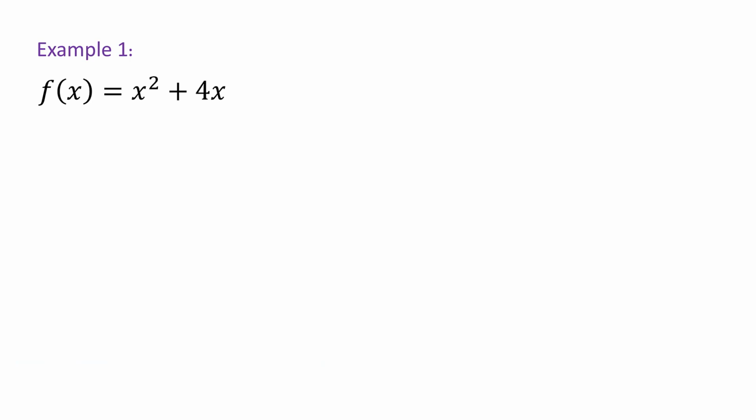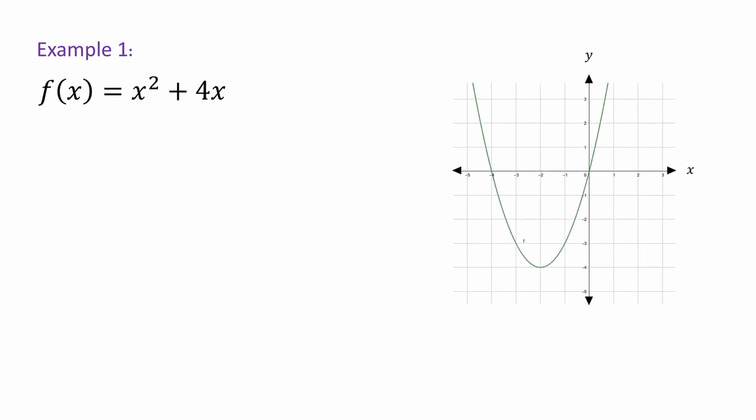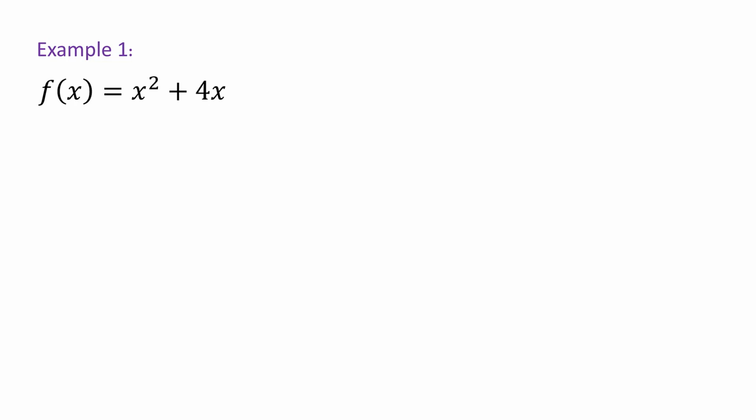In this video, we will see how to find the zeros of a function. We are first going to use the same example we did in the previous video, where we found the zeros by graphing. In this case, the zeros of this function are -4 and 0. But now we are going to see how to find these values without the graph.